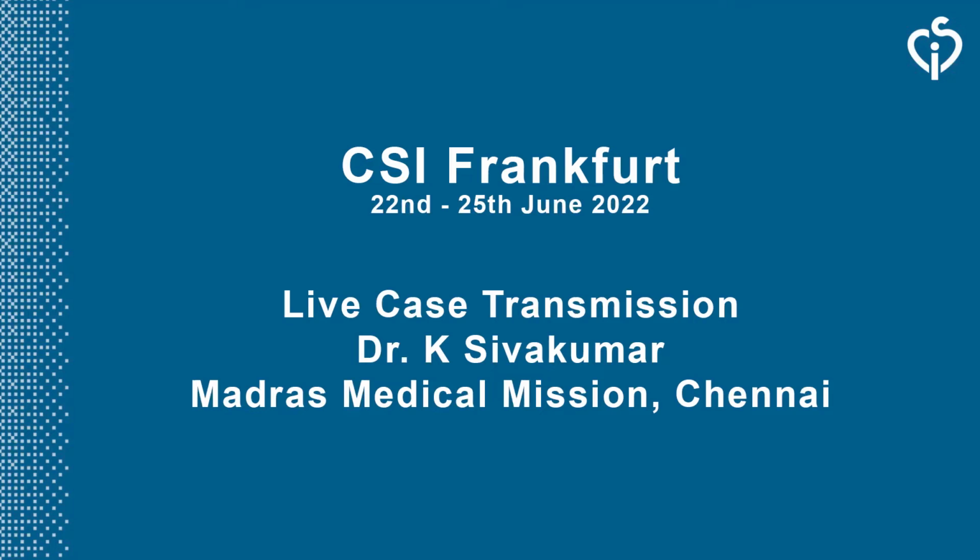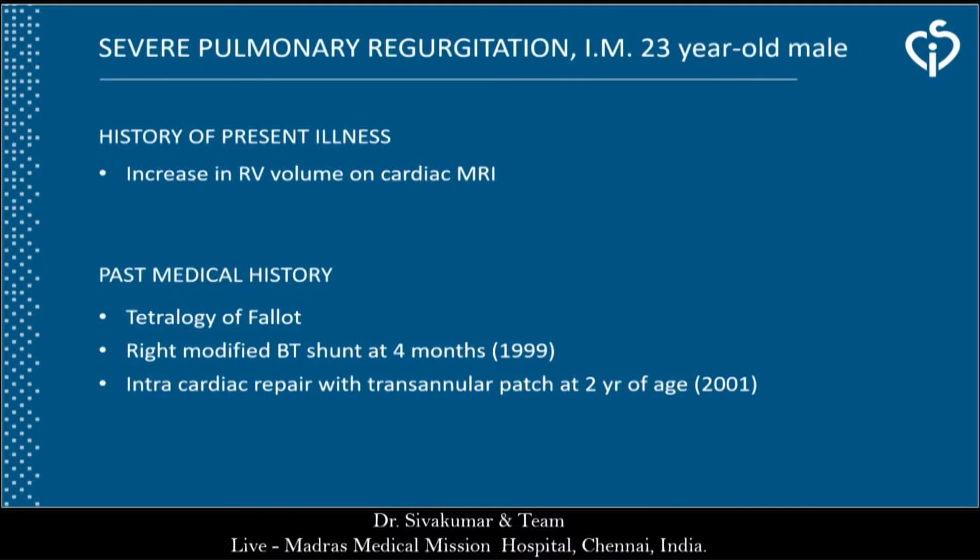Next patient is a 23-year-old male with the history of present illness is increase in RV volumes on cardiac MRI. The past medical history shows that the patient is a case of tetralogy of Fallot with right modified BT shunt at 4 months of age, and then followed by intracardiac repair with transannular patch at 2 years of age.